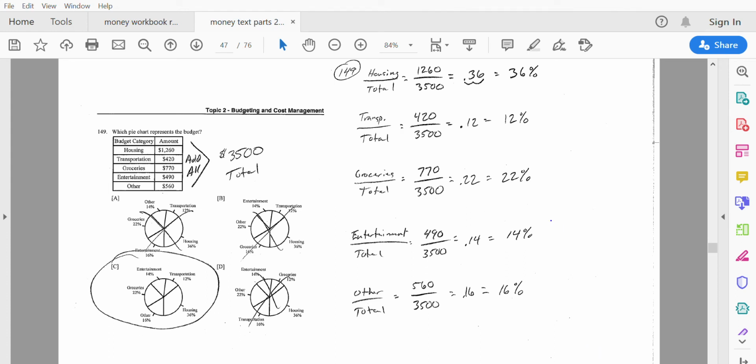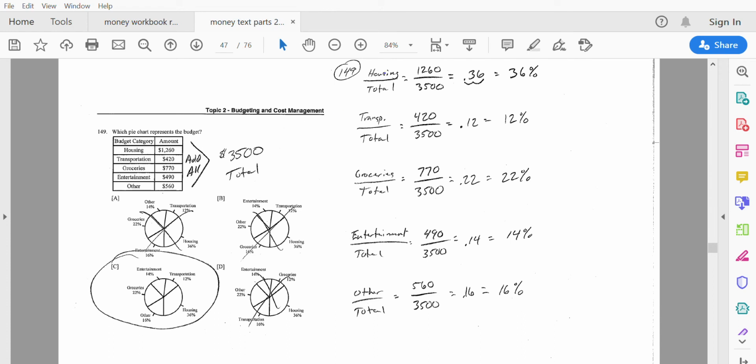Okay, this one is very much like the first problem we did, the 146. It says which pie chart represents the budget. So again, to represent with percentages, we have to find parts of the total. So we have to find the total. These are all the parts. We add them up, we get 3,500 total.